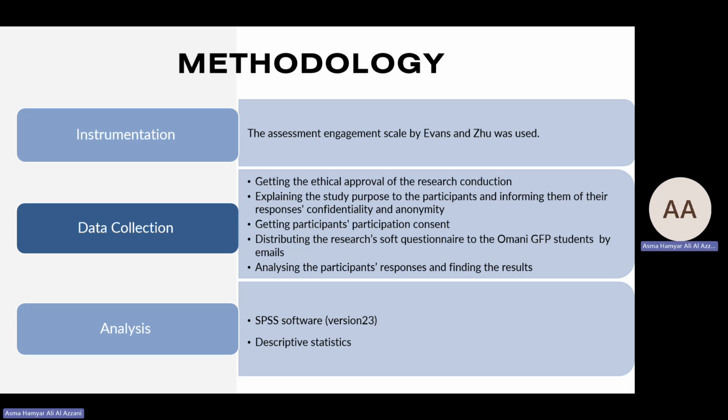After that, I tried to explain the study purpose to the participants and inform them of their responses' confidentiality and anonymity. I tried to get the participants' participation consent. Then I distributed the soft research questionnaire to Omani GFP students by emails. Then I analyzed their responses by using SPSS software version 23. And I have found the following results.